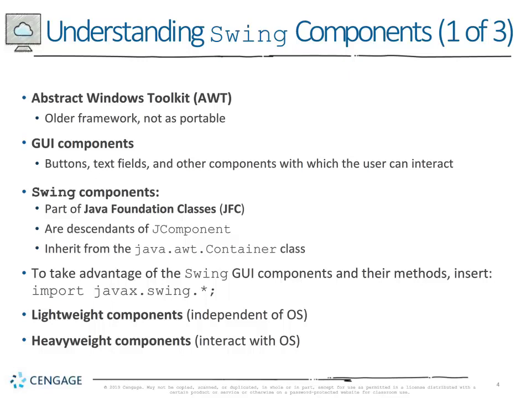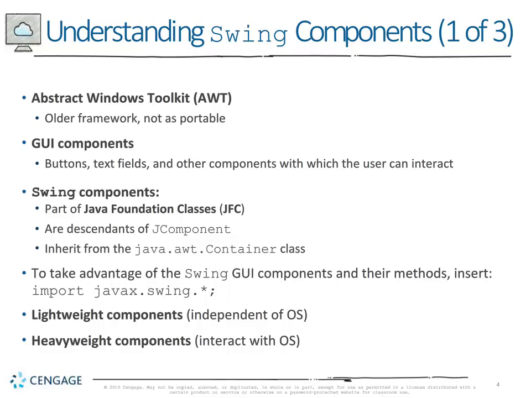Each Swing component is a descendant of JComponent, which in turn inherits from the java.awt.Container class. You can insert the statement import javax.swing.*; at the beginning of your Java program files so you can take advantage of all the Swing GUI components and their methods. Almost all Swing components are said to be lightweight components because they are written completely in Java and they don't have to rely on the local operating system code.